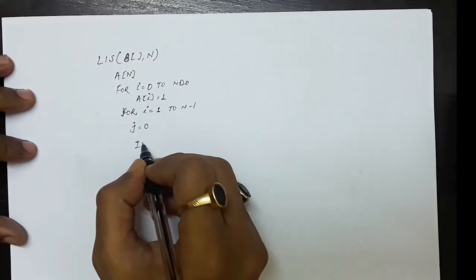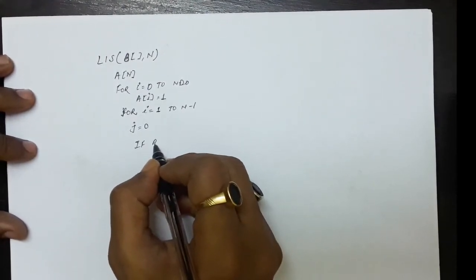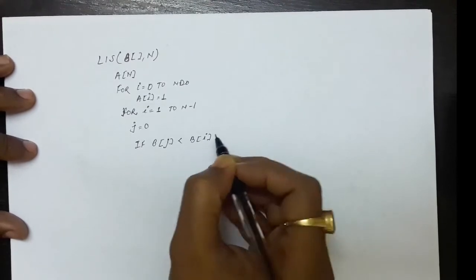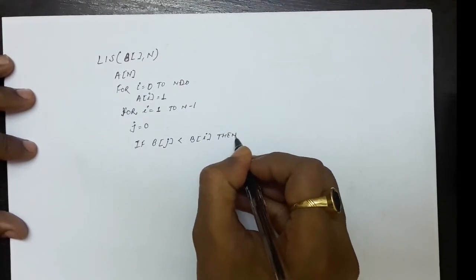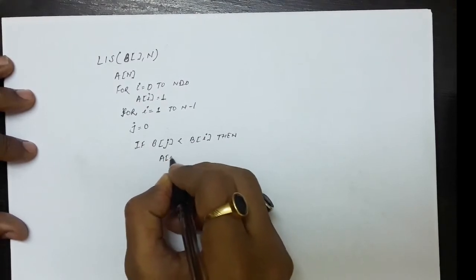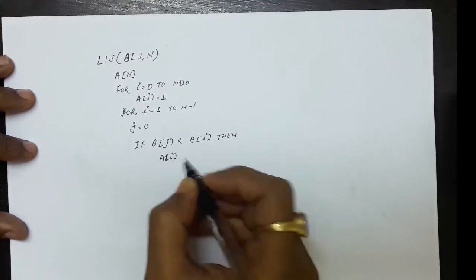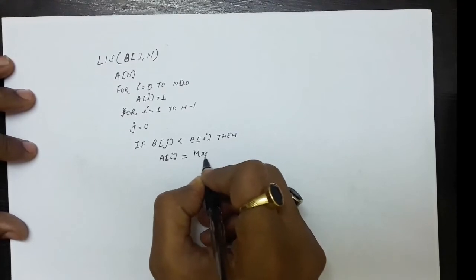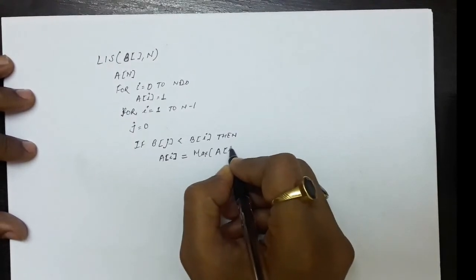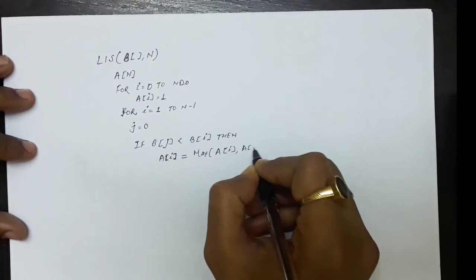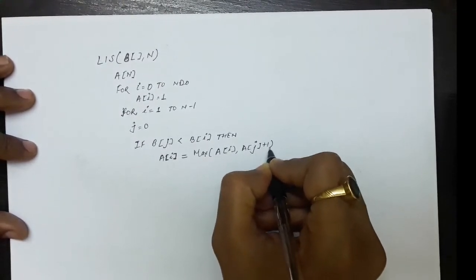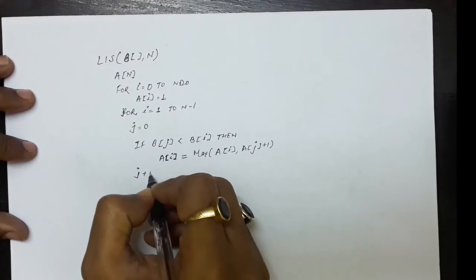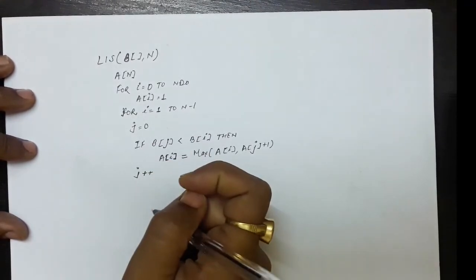And then we are going to compare the element B[J] with B[I]. If B[J] is less than B[I], then it is the time for the updation. So how will you update the value of A[I]? A is the array which is containing the longest increasing subsequence length. It is the memoization table. So this will be equal to the maximum of either A[I] itself or A[J] plus 1. Now, after this, we need to increment this J just to check the next value.